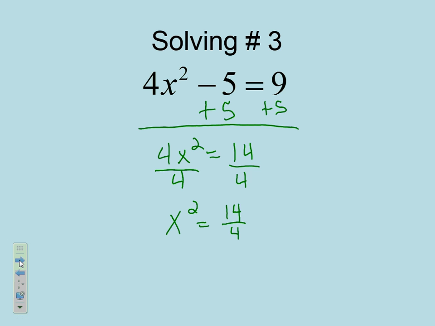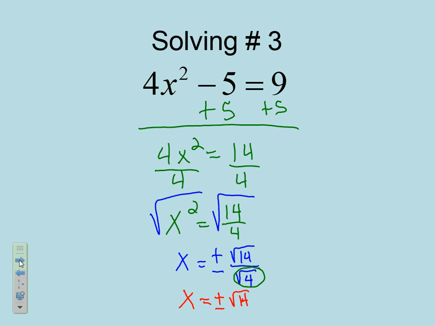Because when we look at this, if I take the square root of both of these, when I take the square root of a fraction, it's going to be x equals plus or minus. And then I can write square root of 14 over square root of 4. Now I can never have a square root on the bottom. So either it has to be a perfect square or I have to simplify it. We're lucky, 4 is a perfect square. 14 we can't break down, so it's going to be x equals plus or minus square root of 14 over 2. And that, ladies and gentlemen, is our answer.